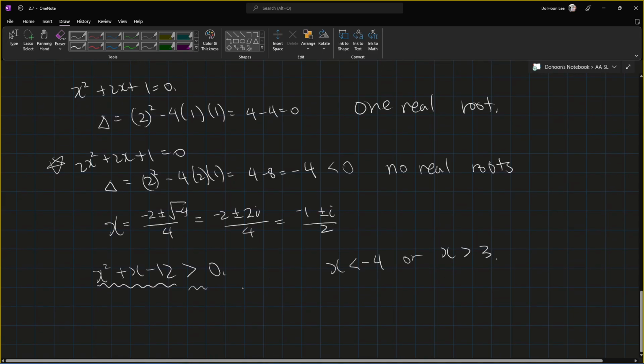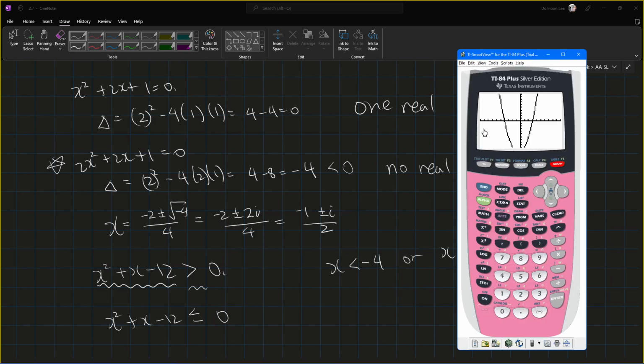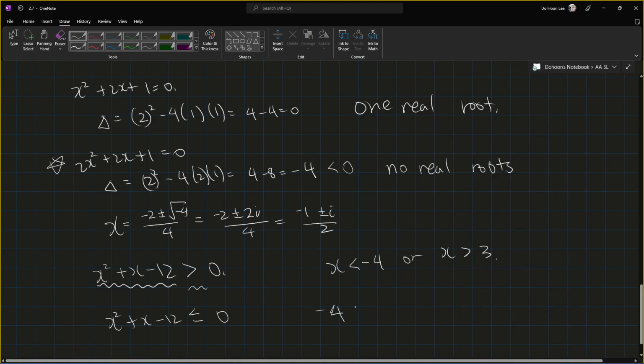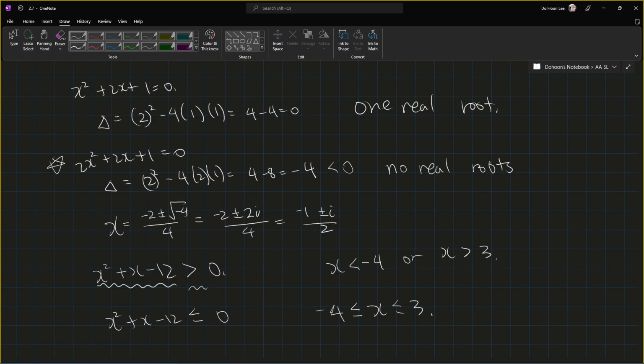For example, if this was x squared plus x minus 12 is less than or equal to 0, well, I know the function is below the 0, or below the x-axis, between the x-intercepts, right? And it's inclusive, so I can conclude that it's between -4 inclusive and 3. If there's one root, well, we can see the graph and see if the graph is above or below. Again, it's the same thing. The same applies for equations without real roots.